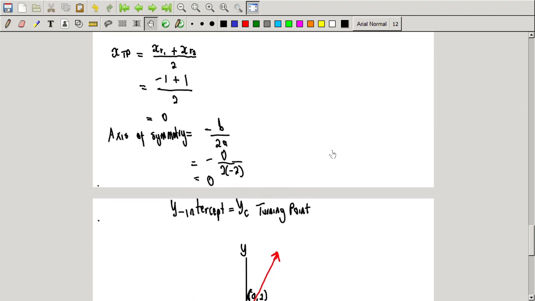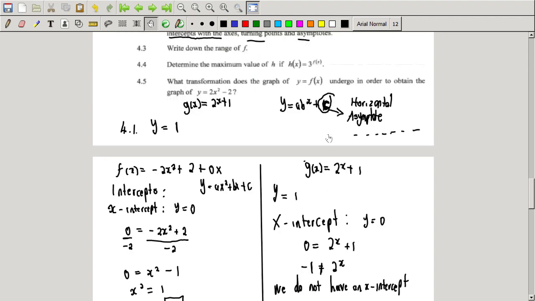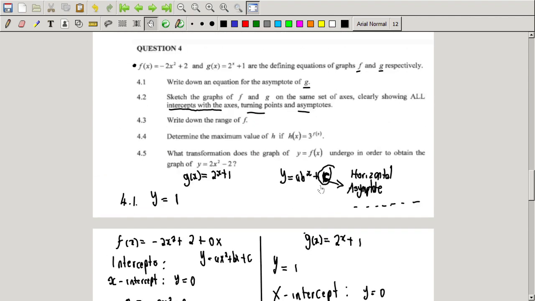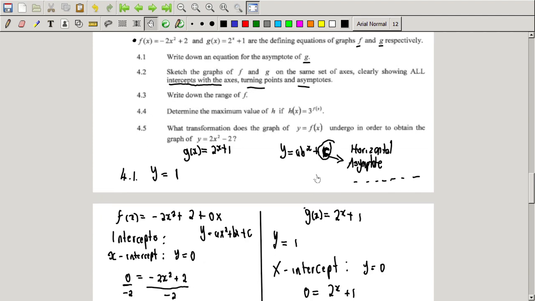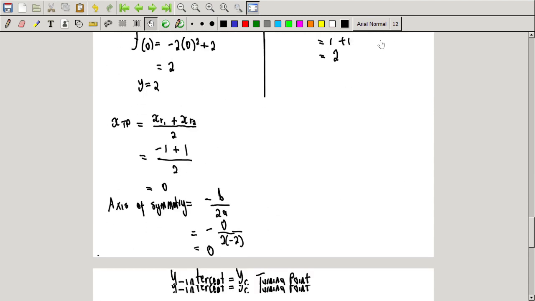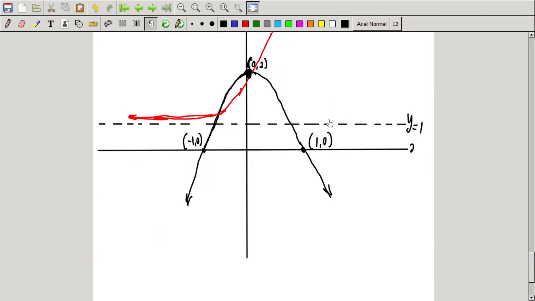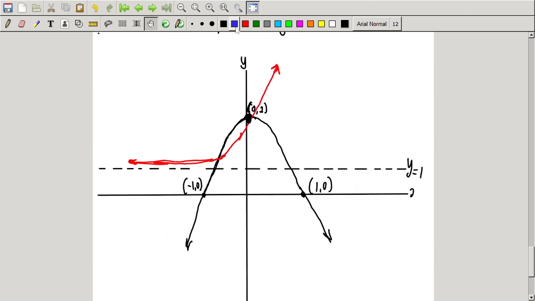Okay, we drew our two graphs. Beautiful. Now they say we must write down the range of f. Oh, let me label these graphs. I forgot to label them. This one is G. This one is F. Beautiful.